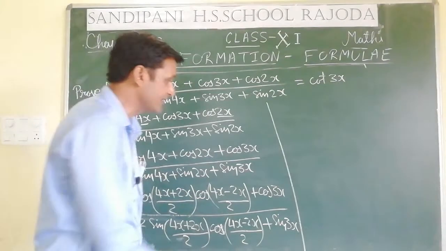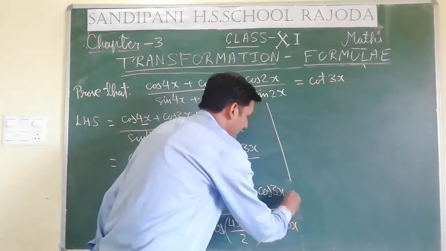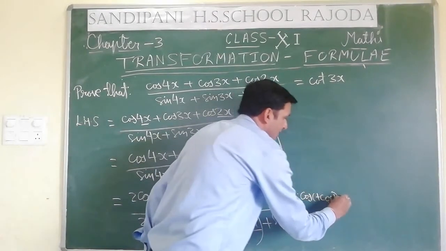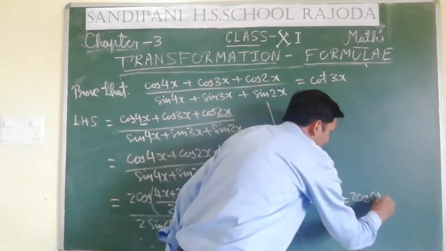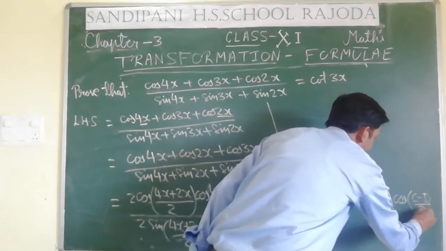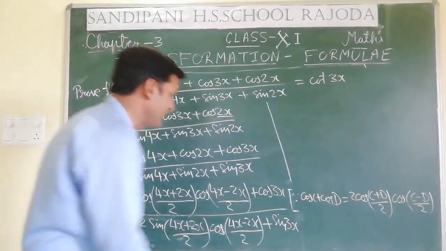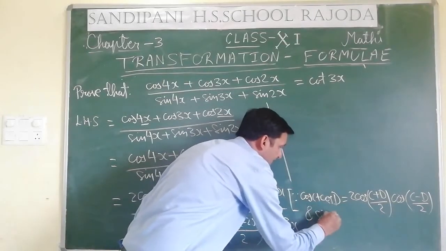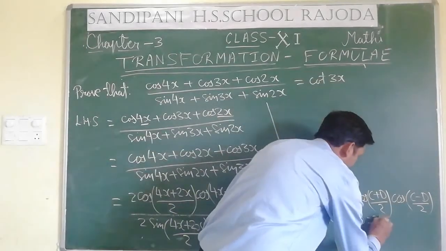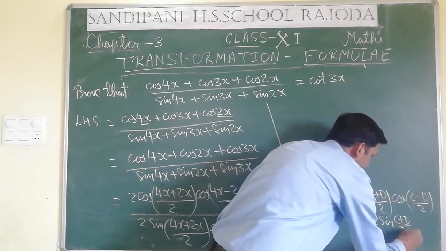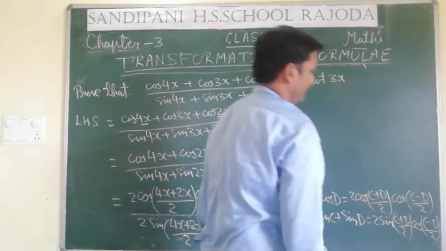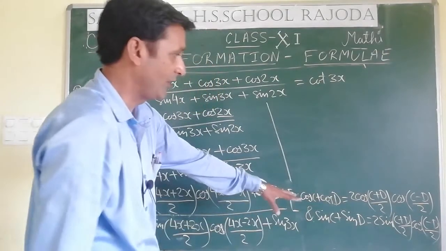You always have to mention this in your exam in this manner: cos c plus cos d is equal to 2 cos (c plus d) by 2 cos (c minus d) by 2, and the sin c plus sin d formula, sin c plus sin d, is equal to 2 sin (c plus d) by 2 cos (c minus d) by 2. These two formulae we applied here.